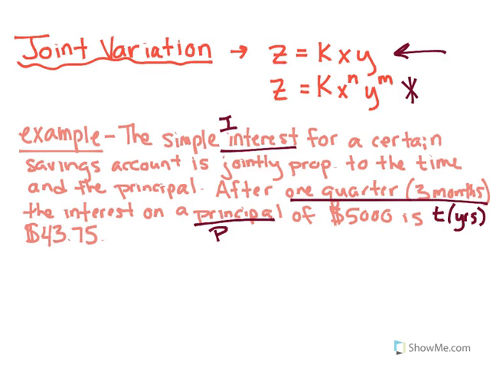So if we look at our question carefully, it says that interest is jointly proportional to the time and the principal. Those are the two variables that are representing x and y in my general form. So I is going to represent z. Time and principal are going to be my x and y. So here's going to be my new formula. So interest is equal to k, our constant of variation, times the principal times time. So we need 3 pieces of information to plug into this formula so that I can actually solve for k.